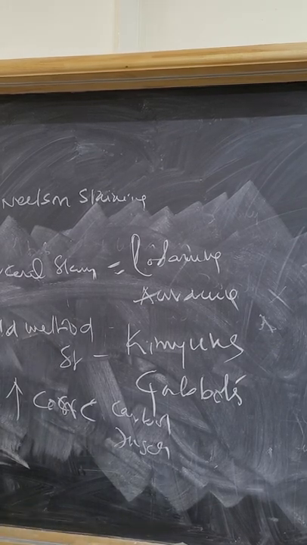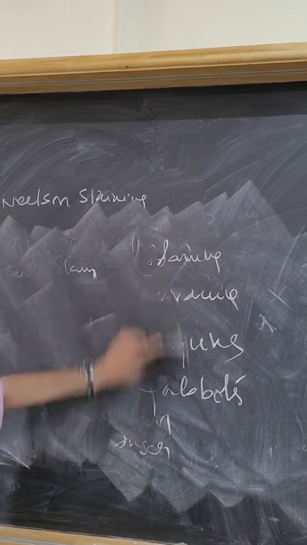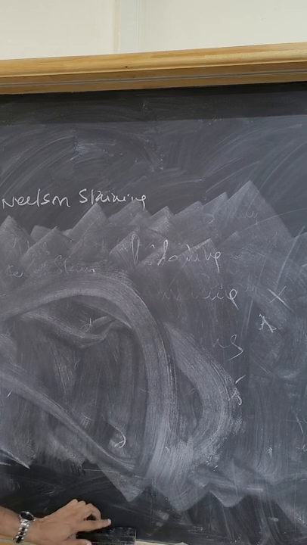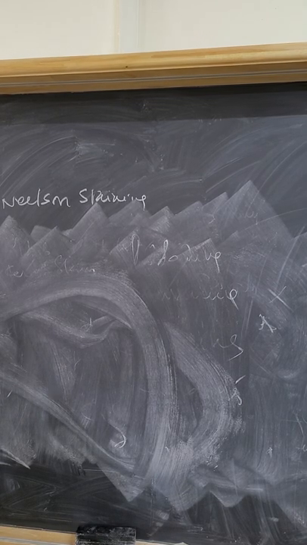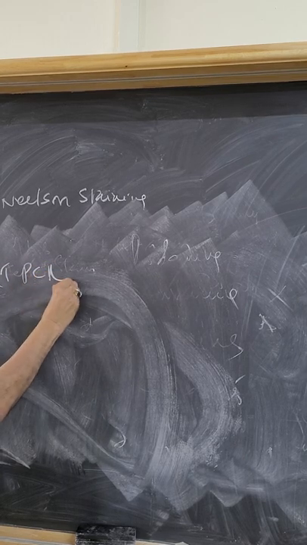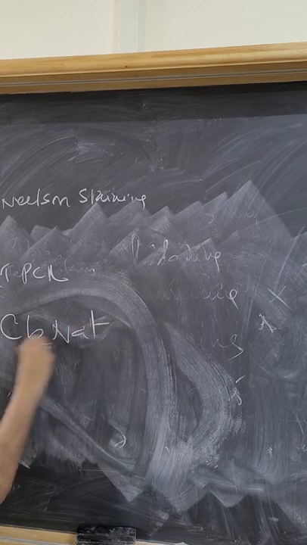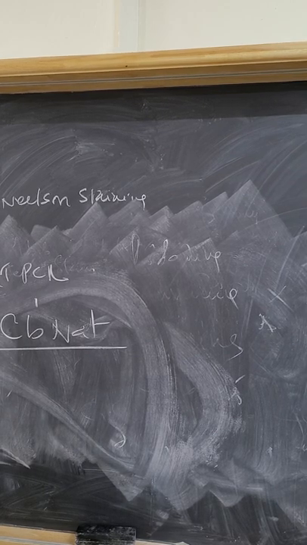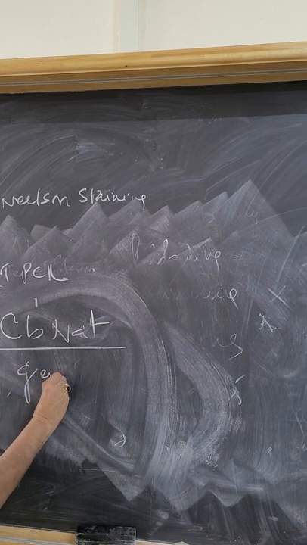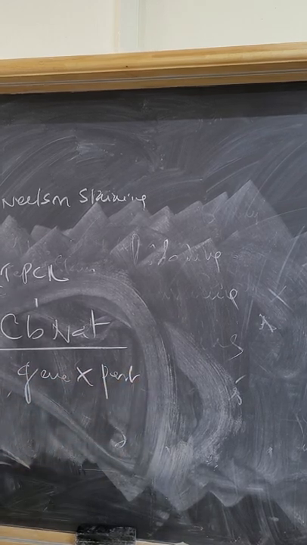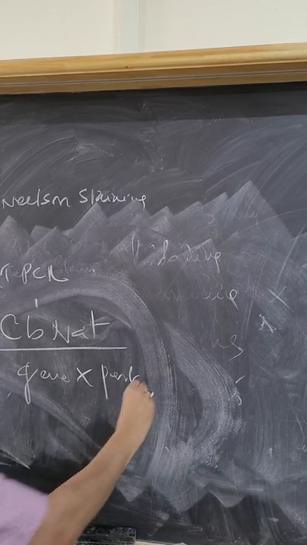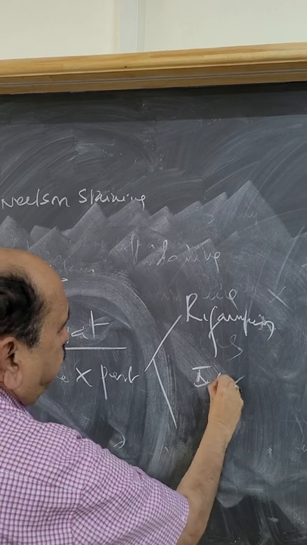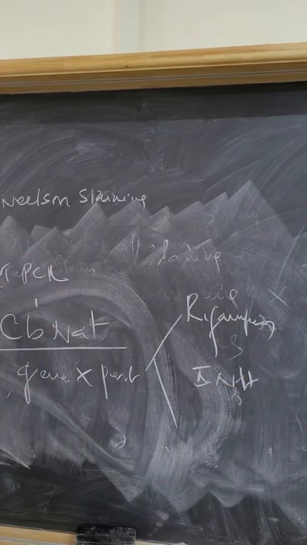So, other methods of diagnosis of tuberculosis are growing in culture and animal inoculation. You inject into a guinea pig, sacrifice the guinea pig, and look for the tubercles in various organs, lymph nodes and other things. Then finally, you have RT-PCR. Then there is something called CBNAAT. CB stands for cartridge based nucleic acid amplification test. Then there is GeneXpert. It not only gives identification of tuberculosis, it also gives an idea of resistance against rifampicin and isoniazid.